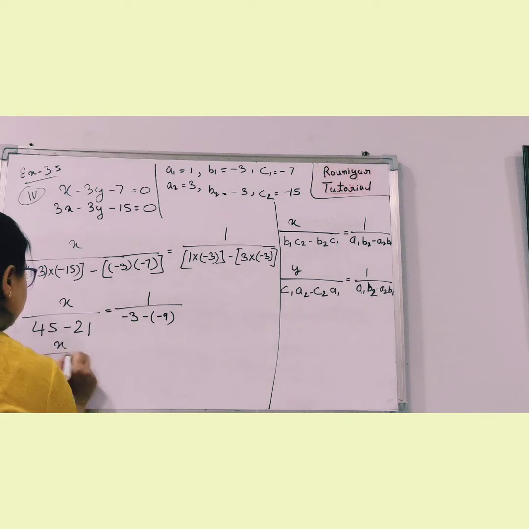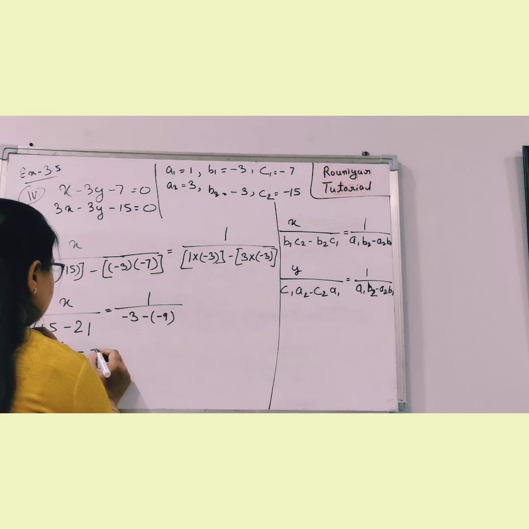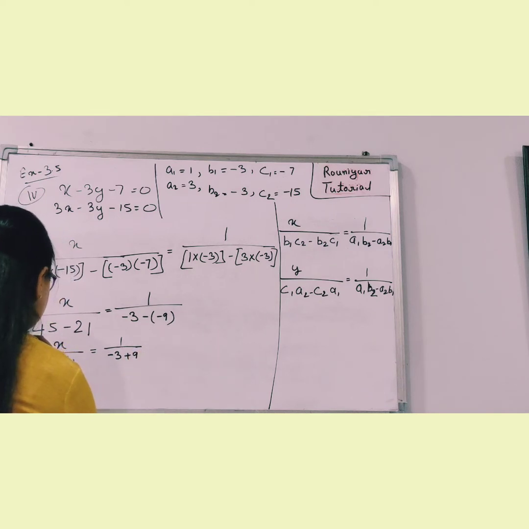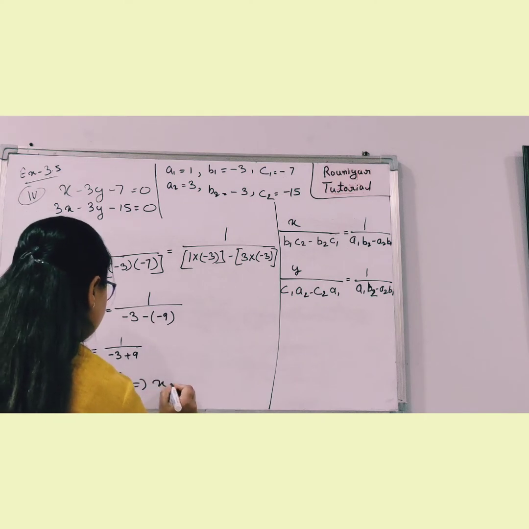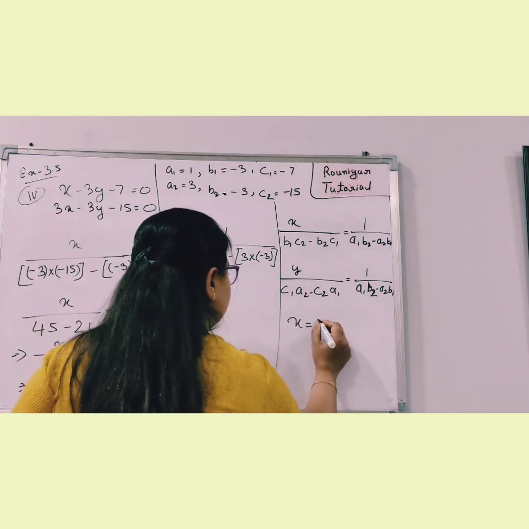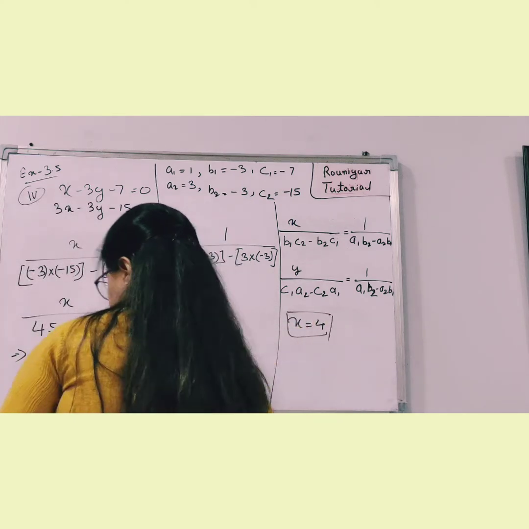So x by 45 minus 21 is equal to 24 is equal to 1 by minus 3 minus minus plus 9. This implies x is equal to 24 by minus 3 plus 9 is equal to 6. So this implies x is equal to 4. So the value of x is equal to 4.